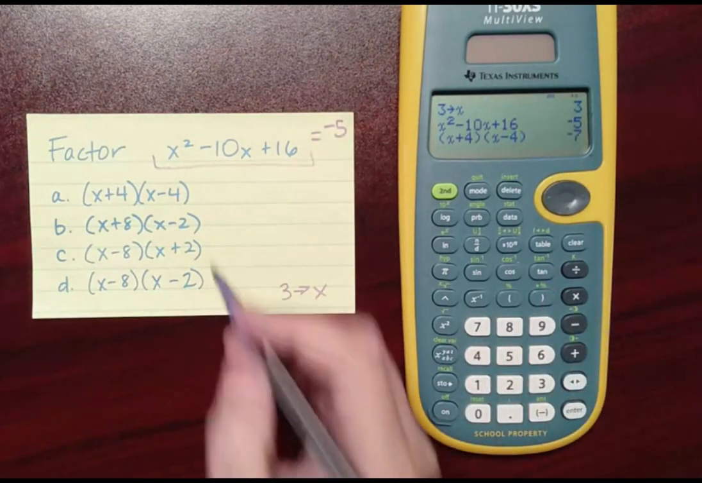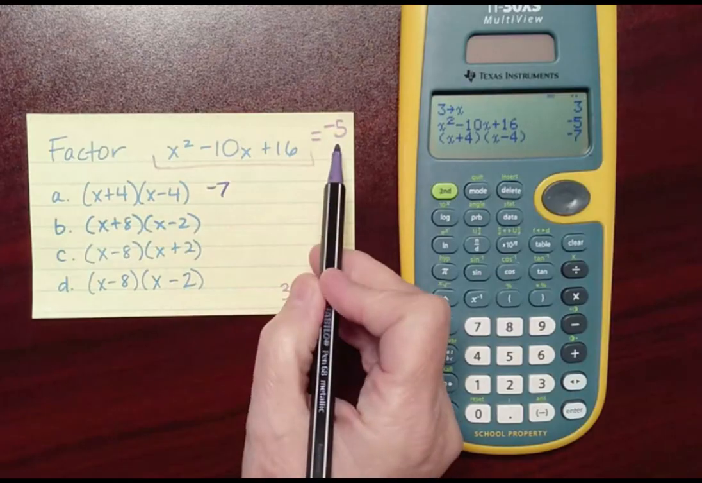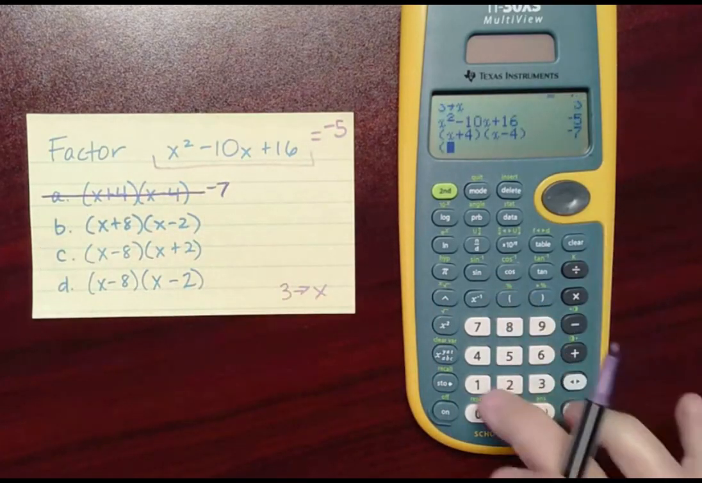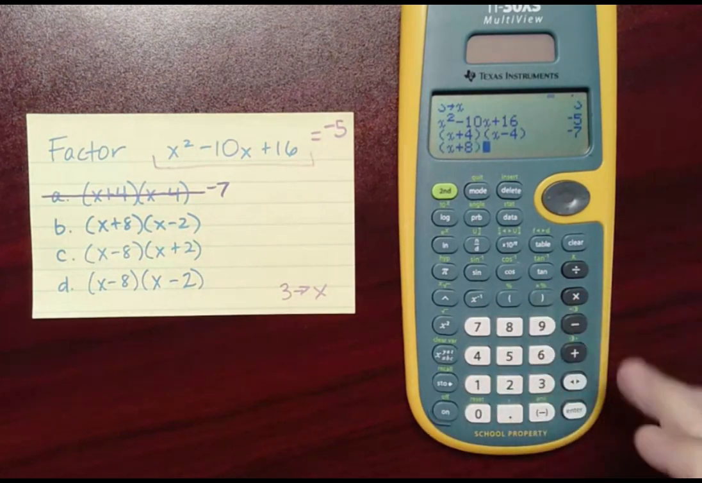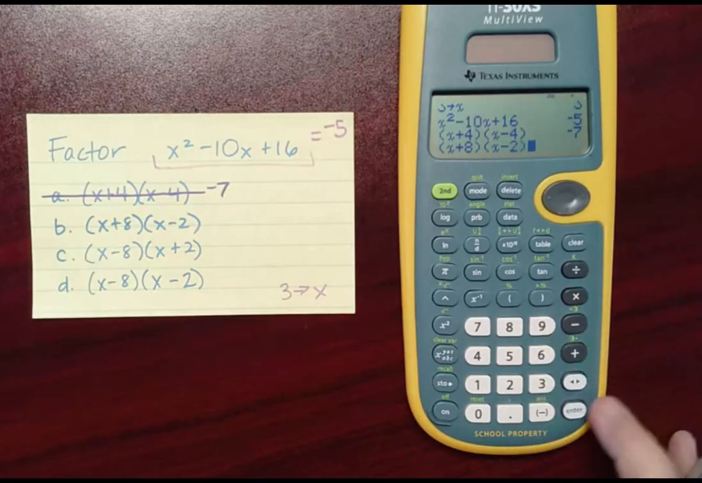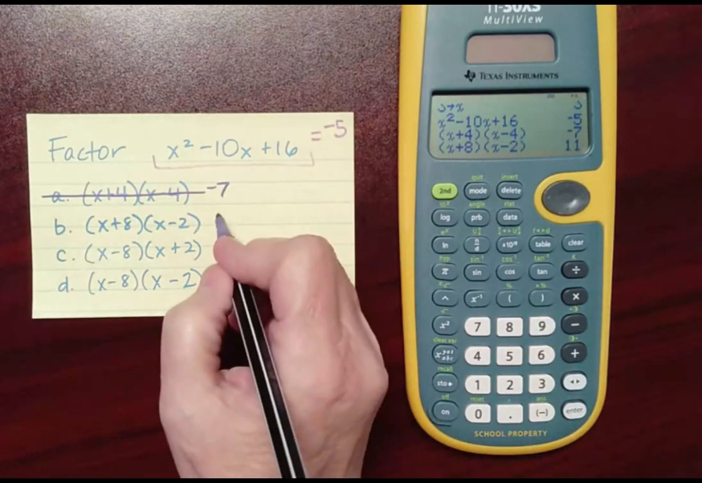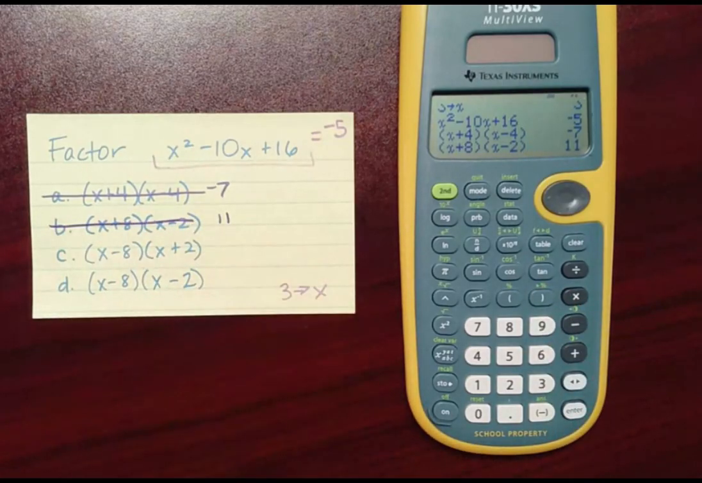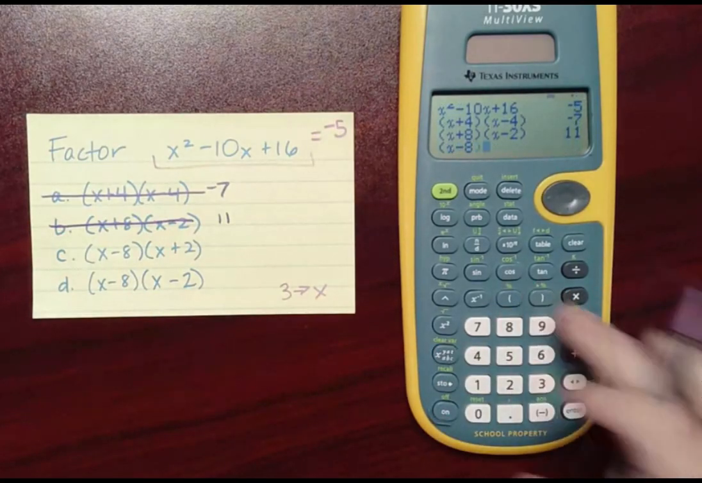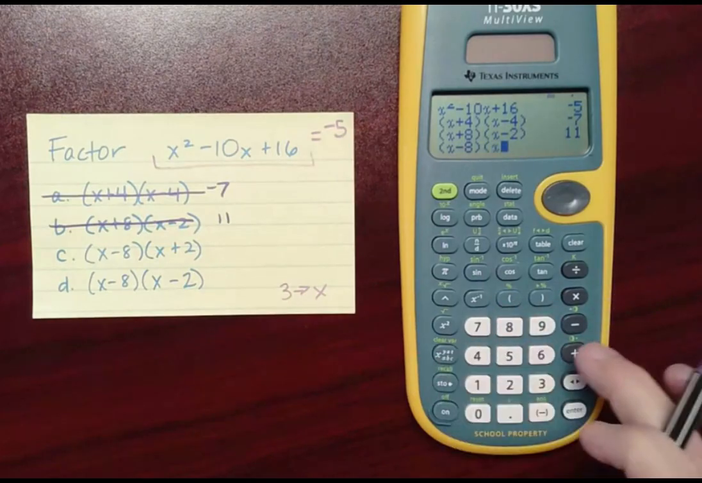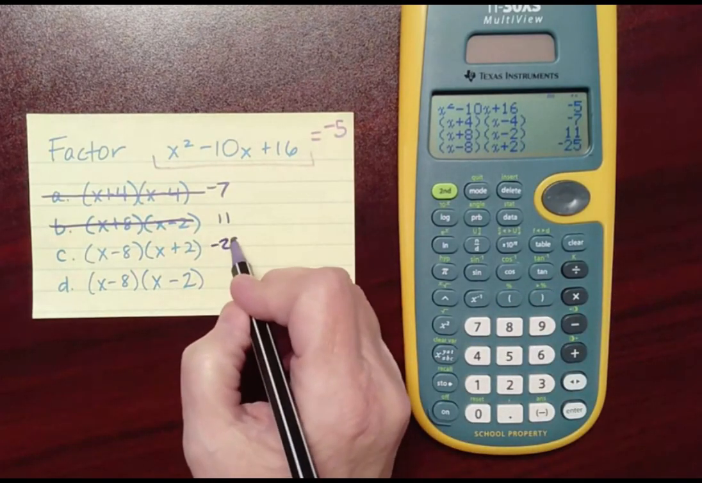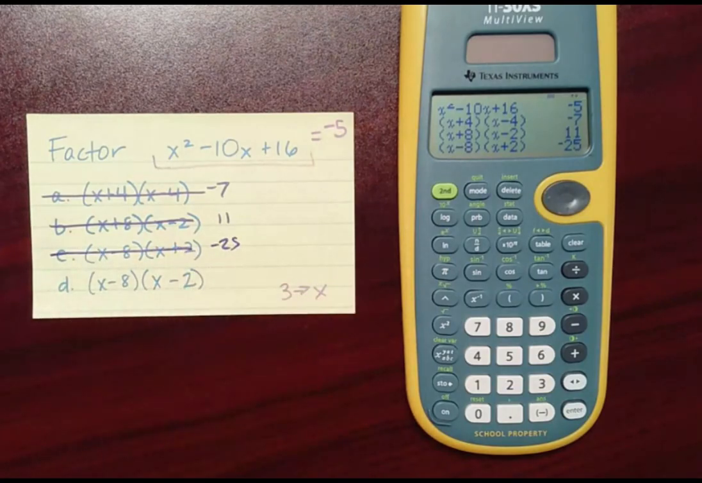And I get the answer of -7. Well, I'm looking for -5, so A is not right. So now we'll go on to B. Parentheses, x plus 8, close my parentheses, parentheses, x minus 2, close my parentheses, hit enter, I got 11. B is not right. C, parentheses, x minus 8, close my parentheses, open, x plus 2, close my parentheses, I got -25. Not right. I hope D works.